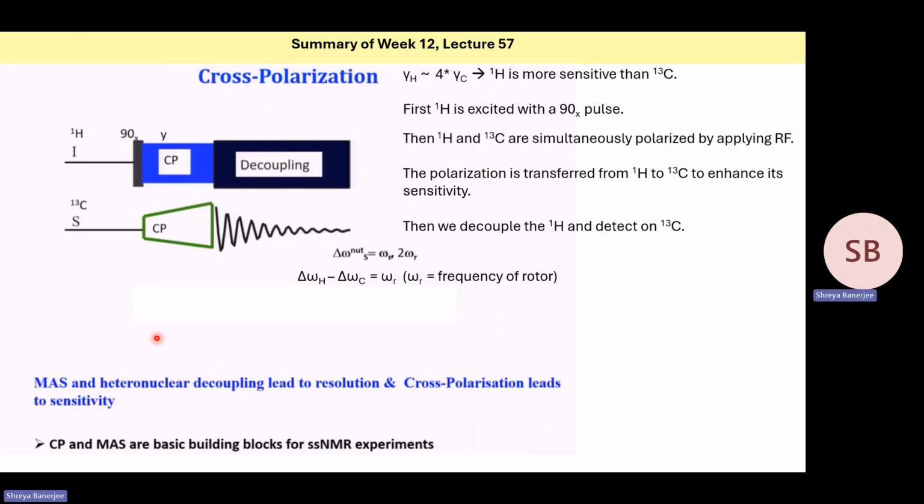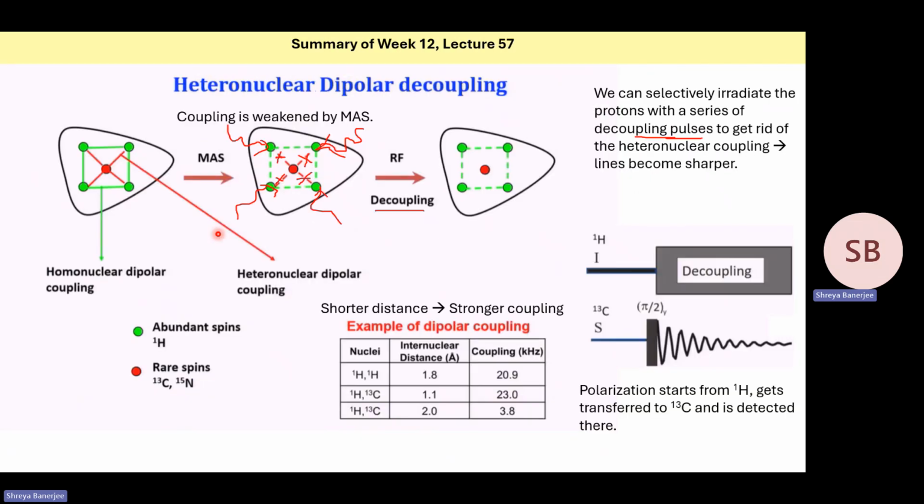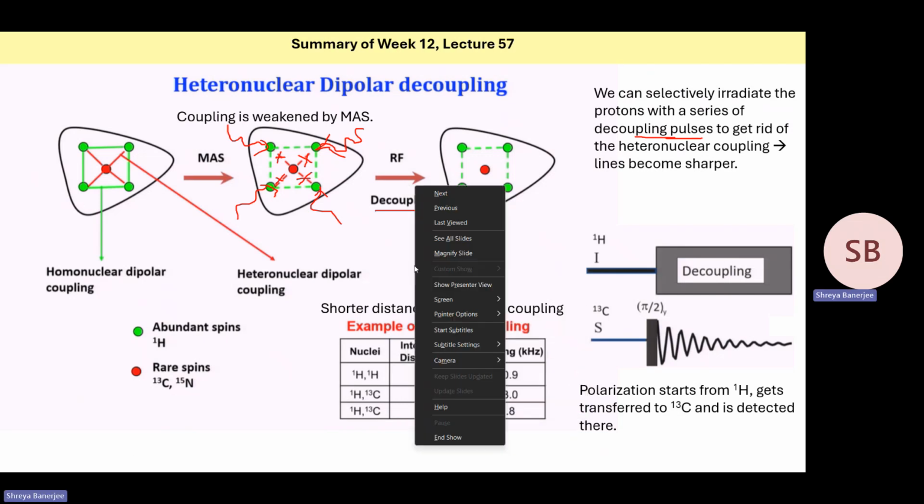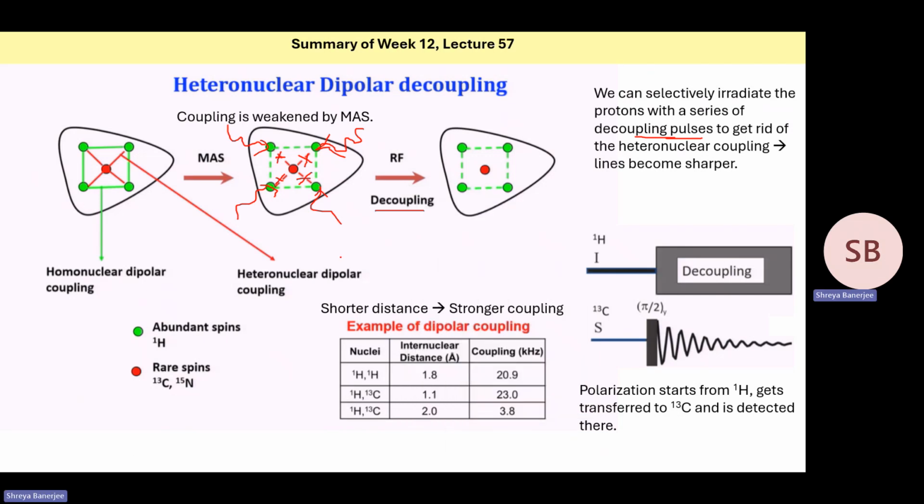So heteronuclear coupling is limiting the resolution. So by reducing it, firstly by magic angle spinning, and then by selectively irradiating the protons with RF pulses, you are basically increasing the resolution. So initially, if the spectrum was like this, after MAS and RF decoupling, you will get a much sharper, well-resolved spectrum.